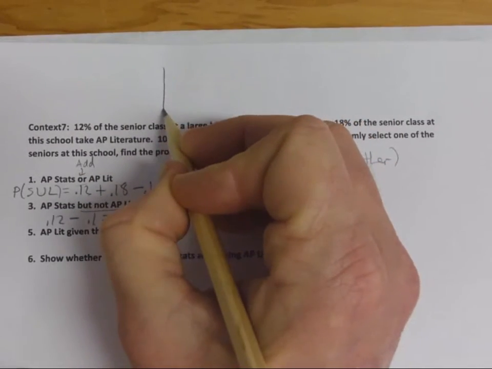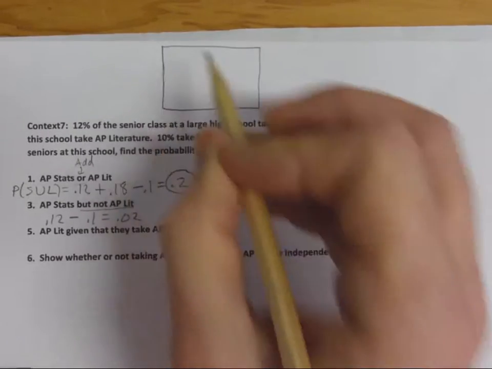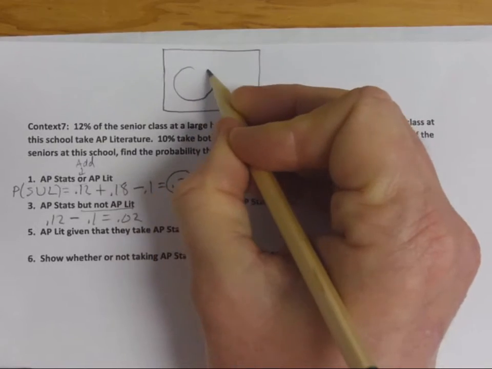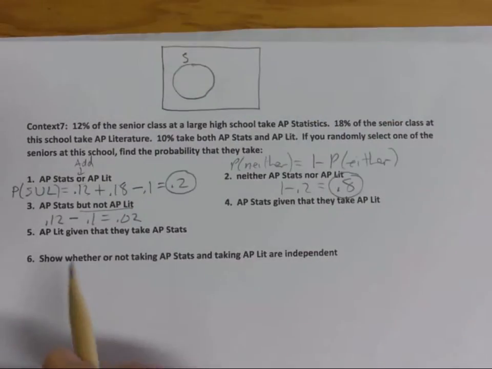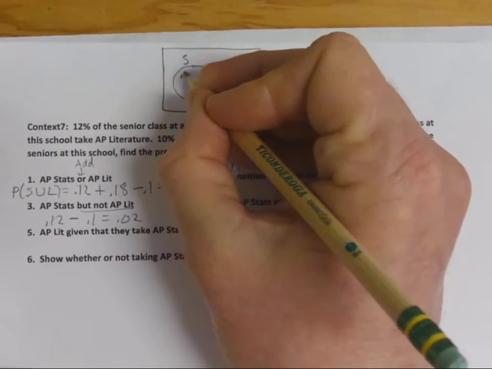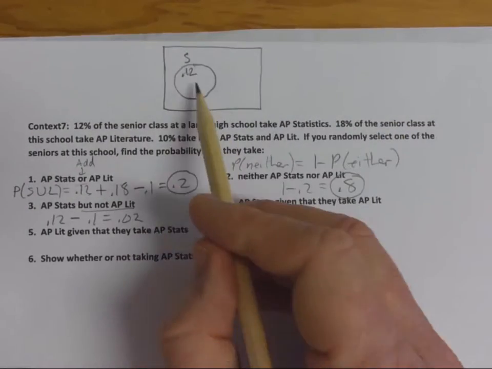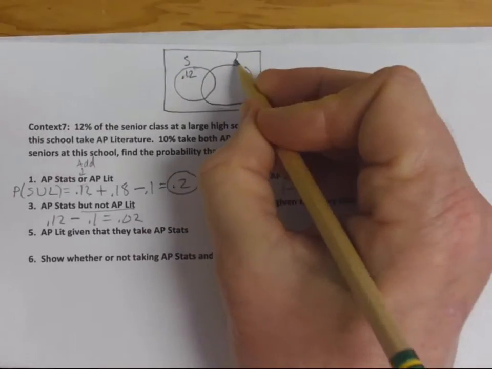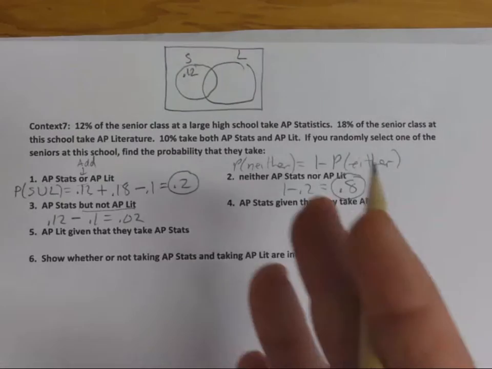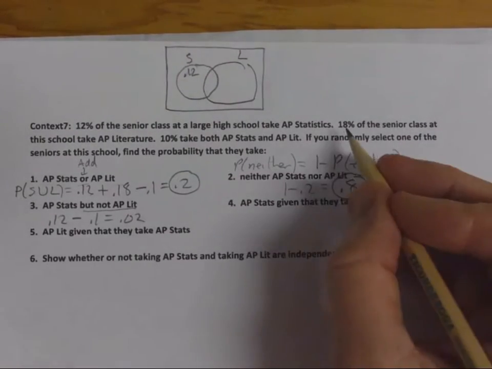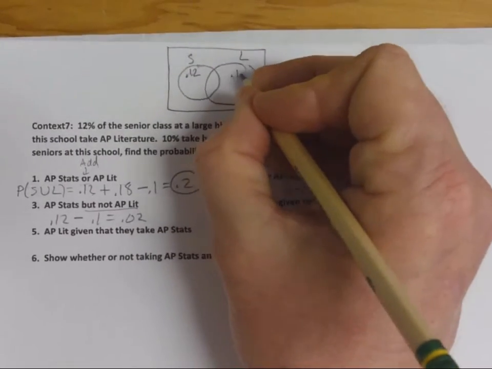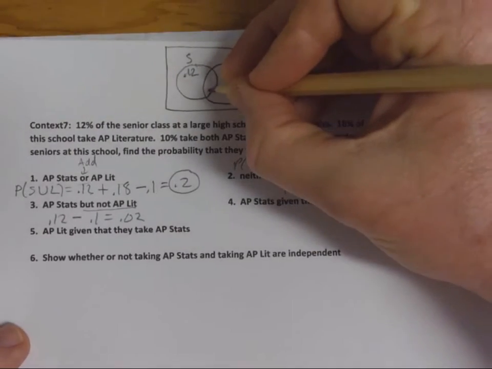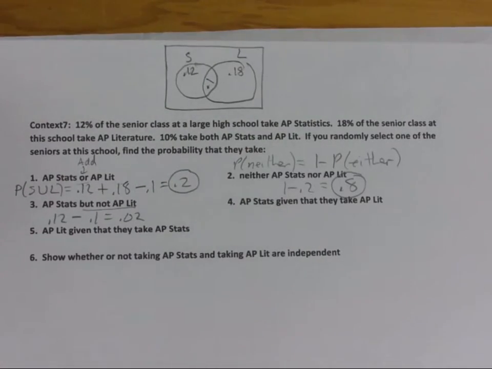This rectangle is going to represent all of the students, all of the senior class at this school. That's my population here. And so this circle represents the percent taking stats. It says 12%, so I'm going to write 0.12. That sort of represents the area of that circle. And then this circle represents the percent that are taking AP Lit. If I was going to do it exactly right, it would actually be proportional, which this isn't. But anyway, it says 18%, so that's 0.18. So 0.18 represents the area of that whole circle. And then it says 10% takes both, and so that's 0.1. That is the overlap. So 0.1 in the middle there.